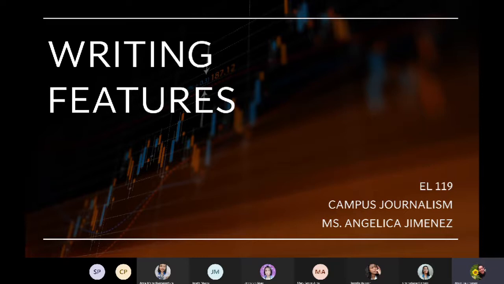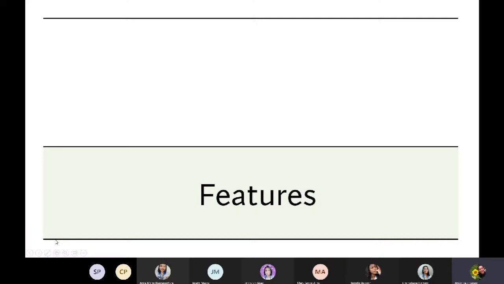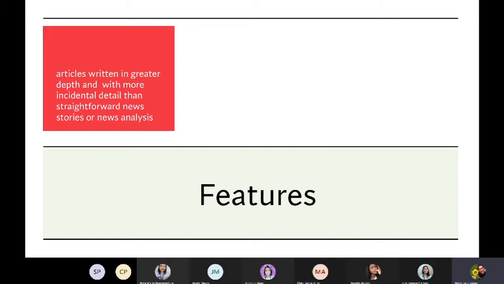So let's see what a news feature is. First, can you please read and somehow explain it? Okay, let's start with Sally. Are you there, Sally? Can you read and explain? Just a bit of explanation. Articles written in greater length with more incidental detail than straightforward news stories or news analysis. That means not just a summary of important details. Yes. News. Okay, very good.